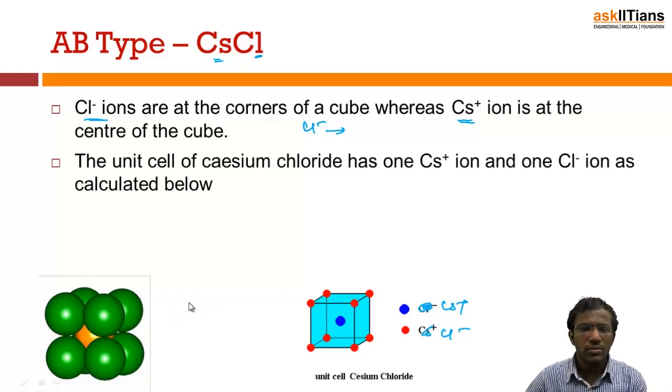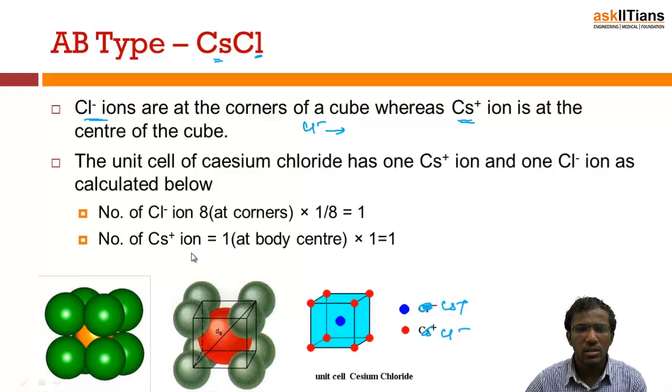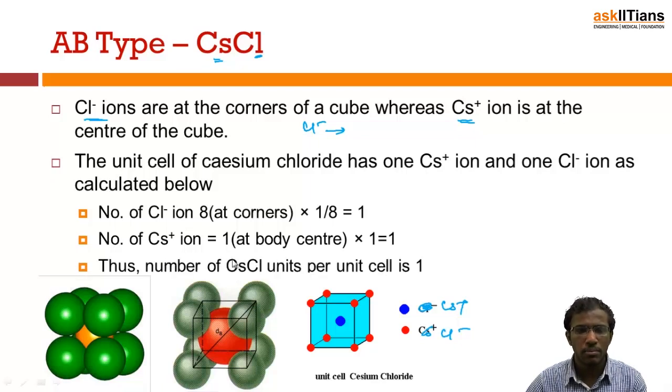The unit cell of cesium chloride has one cesium ion and one chloride ion. One cesium ion, because we have only one ion at the center of the cube, so the contribution is 1. And here we have 8 chloride ions, into 1 by 8, we will get 1 chloride. So the number of chloride ions is 1 and the number of cesium ions is also 1. So there is only 1 cesium chloride formula unit per unit cell. Before, for NaCl, we had 4 formula units in a given unit cell, but here we have only 1 formula unit of cesium chloride per unit cell.